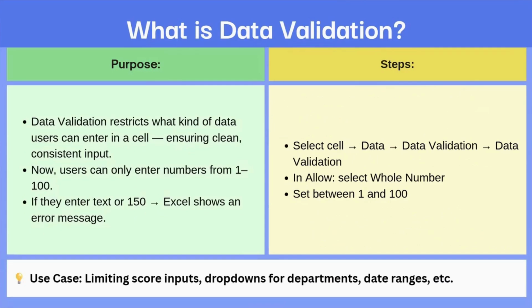Now, what is data validation? Data validation basically restricts the kind of data that you can enter in a cell to ensure that your data is clean and consistent. It can be used, for example, in dropdowns for departments or date ranges, like we have done in our previous exercises, to basically ensure right data entry.